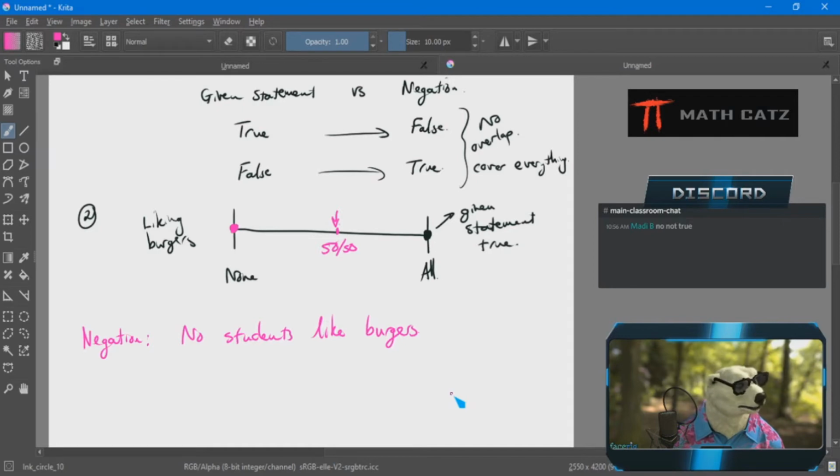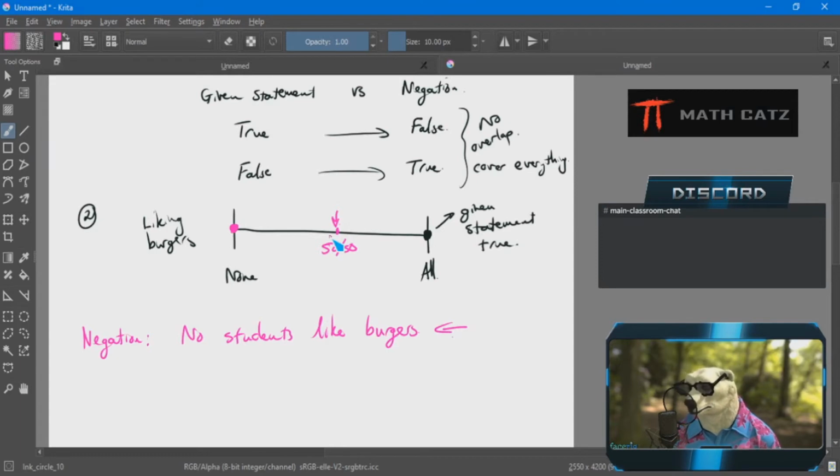Now I go and survey students, and I see, oh, it's a split, 50-50. Some like, some don't like. The given statement was very extreme and said all students like burgers. The given statement is not true because it's 50-50. Some like it, some don't. Is my attempted pink negation here, no students like burgers, is that true for the 50-50 case? No, the negation isn't true.